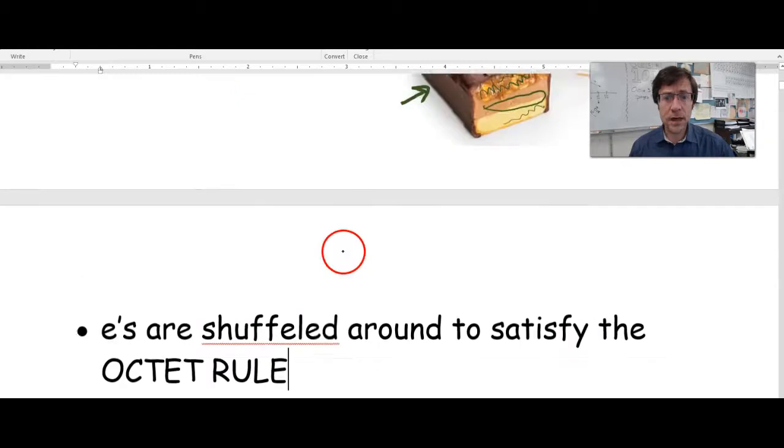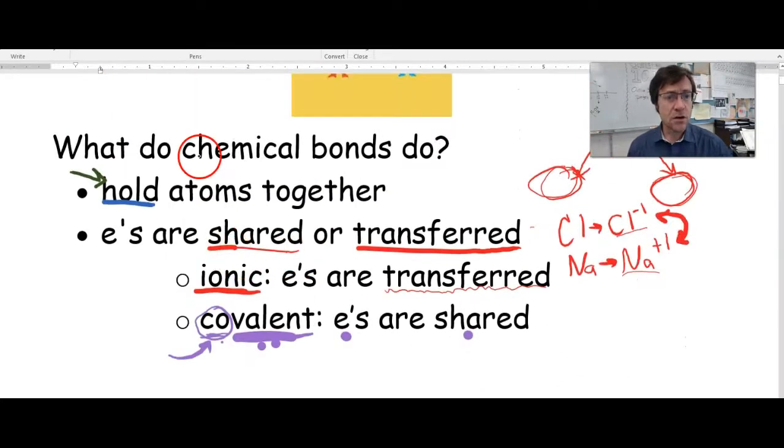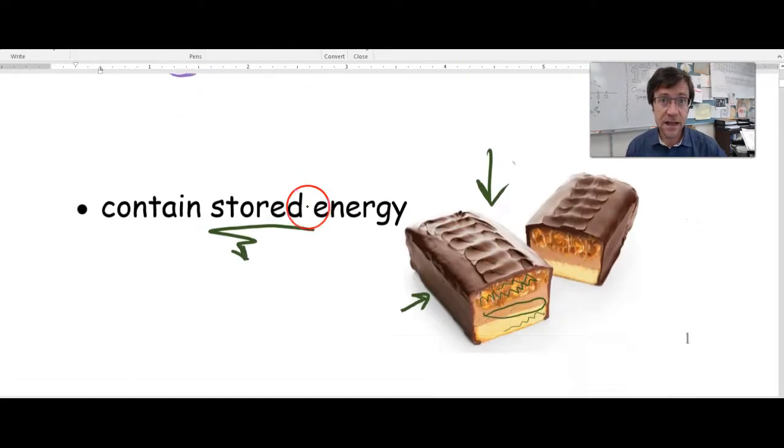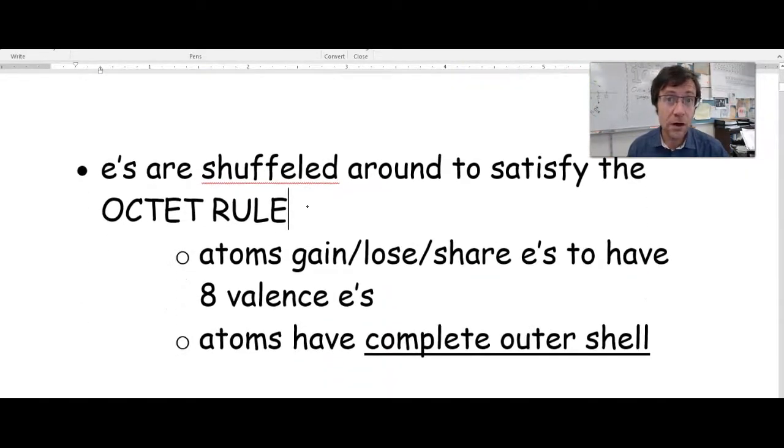So here's the thing. When we talked about it, I'm going to do a lot of zipping up and down here. So how do chemical bonds form, right? They shuffle electrons. They're either shared or they're transferred. And it's not totally random. There are laws of nature that govern which electron goes where, why, how, all that good stuff. And the main law of nature that we are going to look at is this thing called the octet rule.